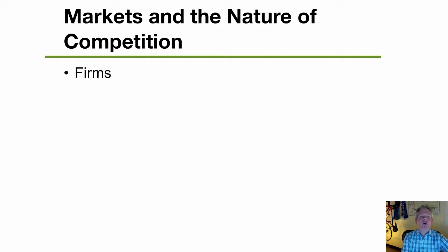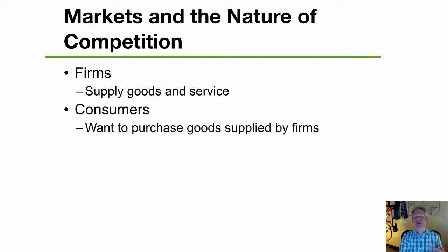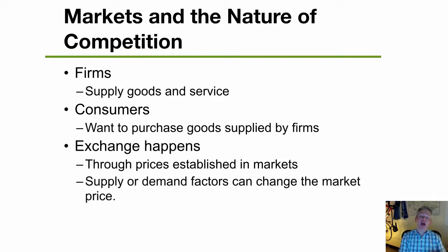All right. So markets include two sides. There are firms who supply goods and services, and there are consumers who want to purchase the goods that are supplied by the firms. So exchange happens between firms and consumers, and that happens based on prices that are established in the markets for the different goods and services. Supply or demand factors can change the market price.